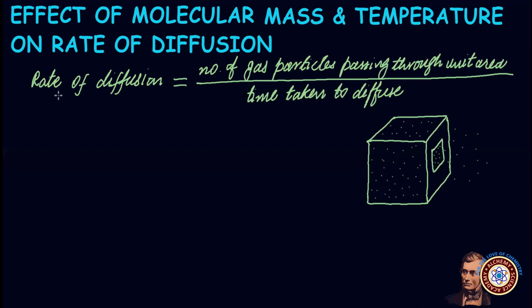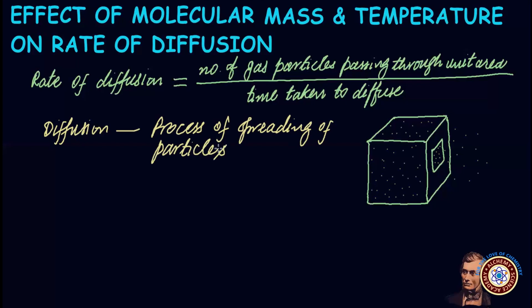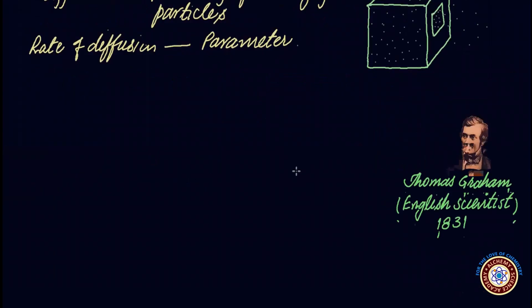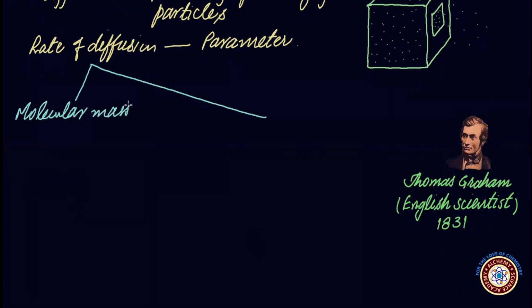So rate of diffusion is a quantity, whereas diffusion is a process or phenomenon of spreading of particles from a region of higher concentration to a region of lower concentration, whereas the rate of diffusion is a parameter. Now, rate of diffusion of gases depends upon two major factors, which are the molecular mass of the gas and the temperature at which the gas is confined. Now, let us explain them one by one.